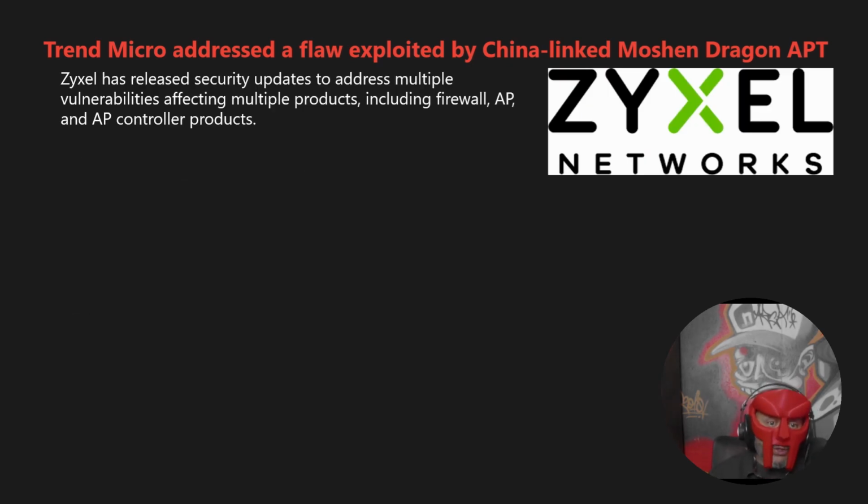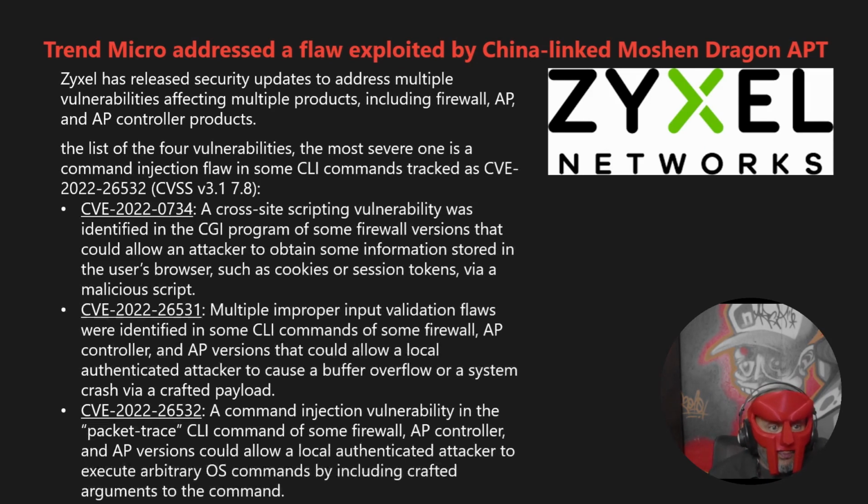Zyxel has released security updates to address multiple vulnerabilities affecting multiple products, including firewall, AP, and AP controller products. The list of the 4 vulnerabilities, the most severe one, is a command injection flaw in some CLI commands tracked as CVE-2022-26532 with a CVSS 3.1 score of 7.8.